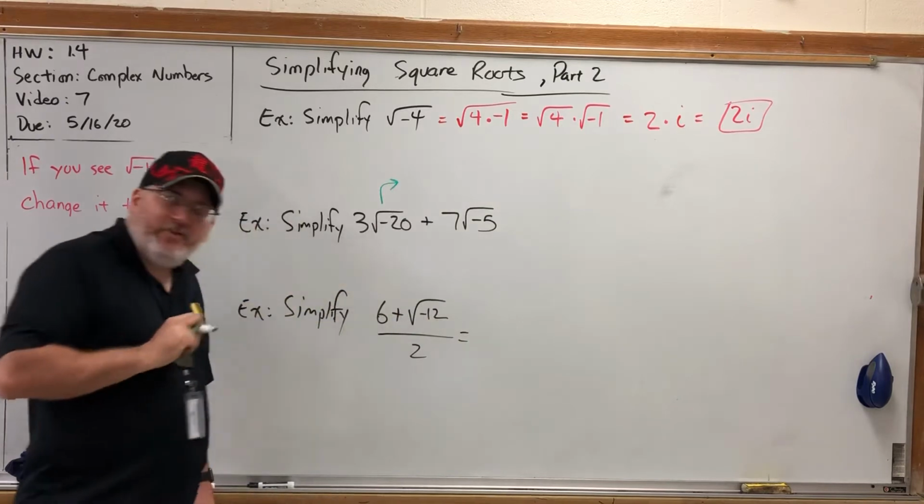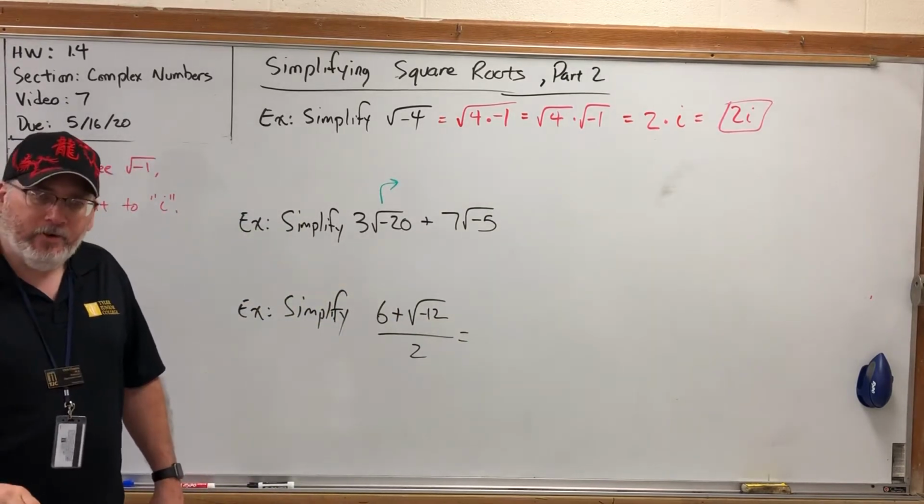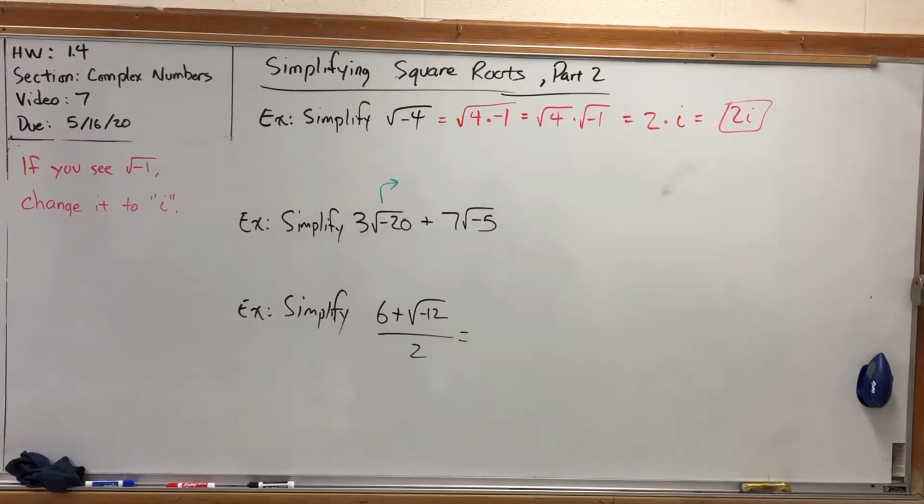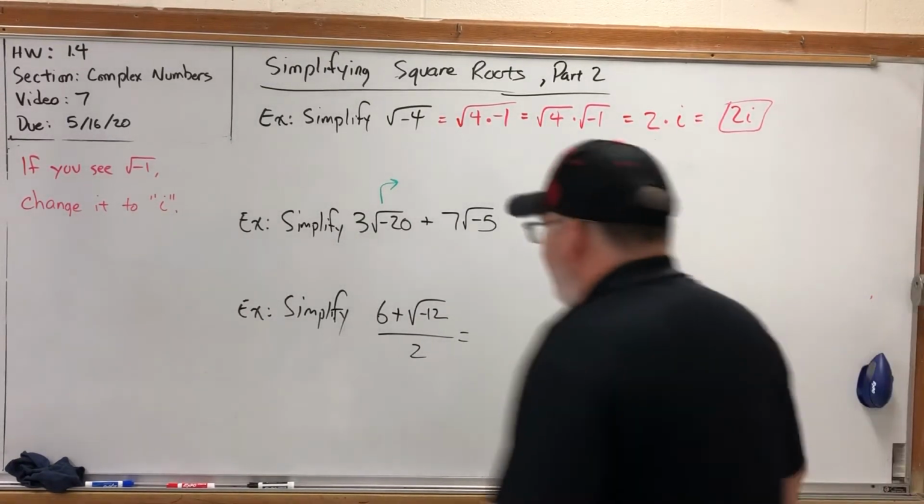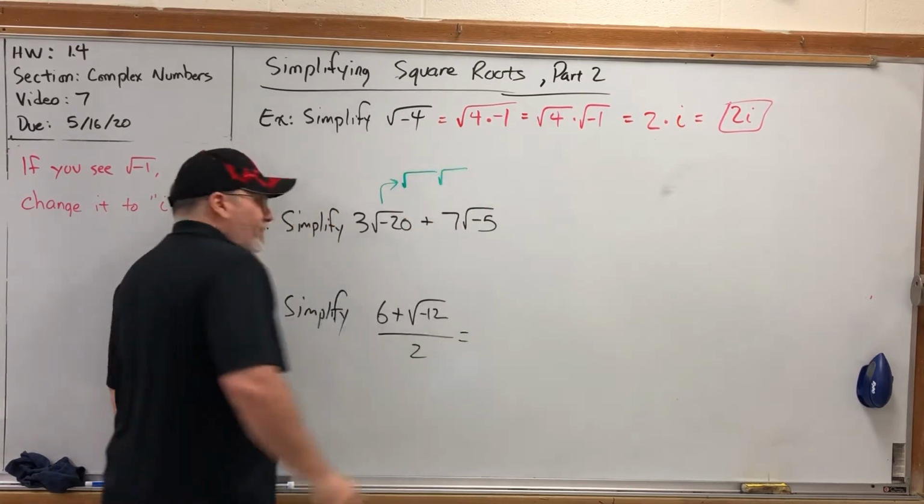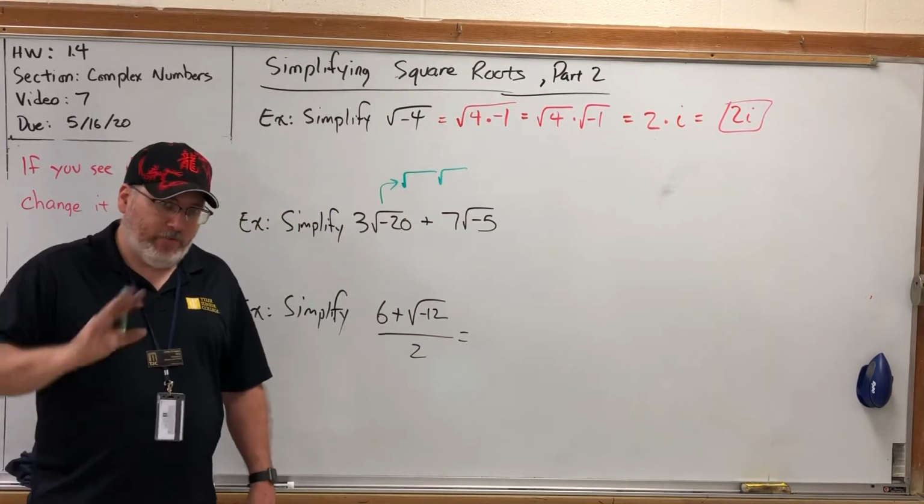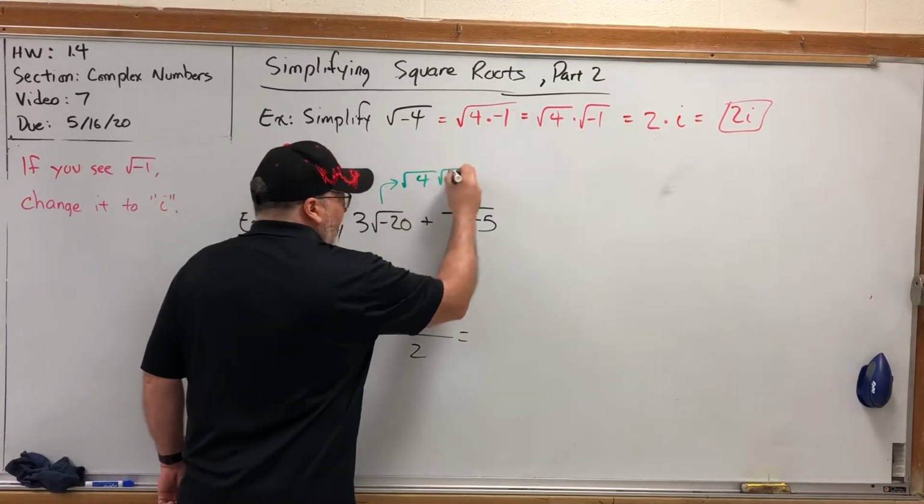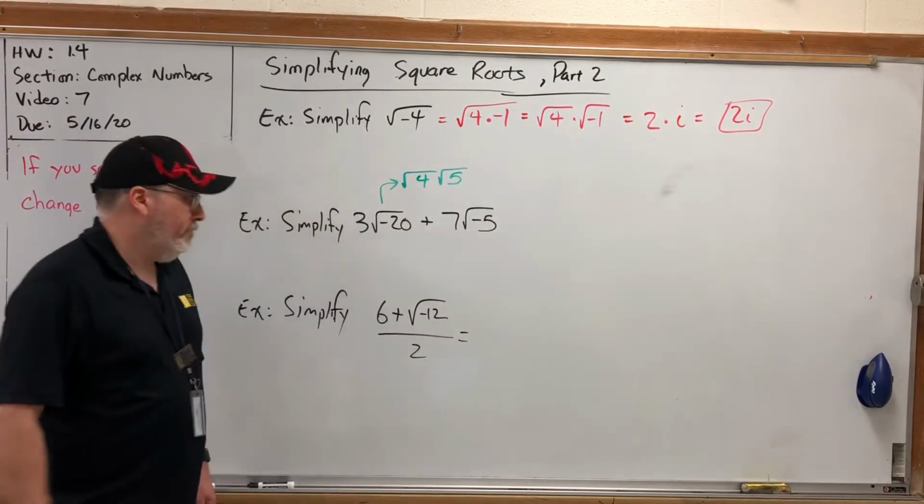Wait, didn't we simplify the square root of positive 20 earlier? We did. And if we had that up on the board, we could just capitalize on it. But let's pretend we can't take advantage of that. When you simplify a square root, the objective is to split it into 2 square roots, one of which you can answer. Now, we can split the 20 into 4 times 5 because I know the square root of 4.